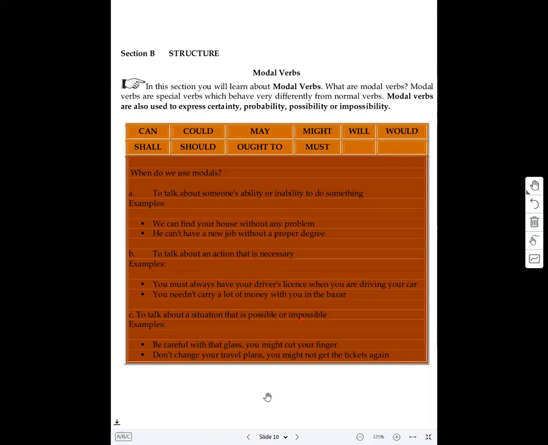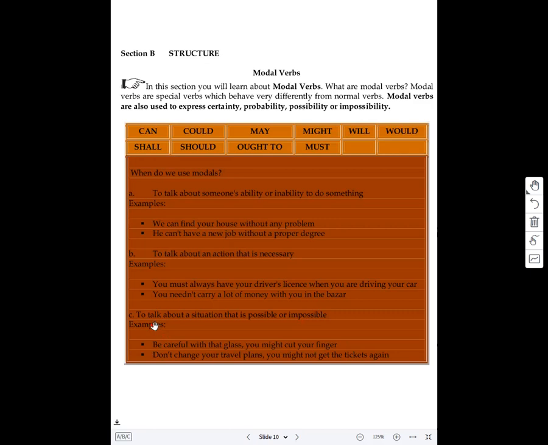When do we use modals? We use modal verbs to talk about someone's ability or inability to do something. For example, we can find your house without any problem. He cannot have a new job without a proper degree. And the second condition in which we use modal verbs is to talk about an action that is necessary. You must always have your driver's license with you while you're driving. You don't need to, or you need not carry a lot of money with you in the bazaar because you can be robbed. So this is how you can use modal verbs in these two conditions.